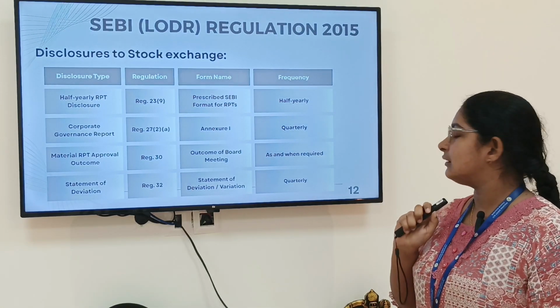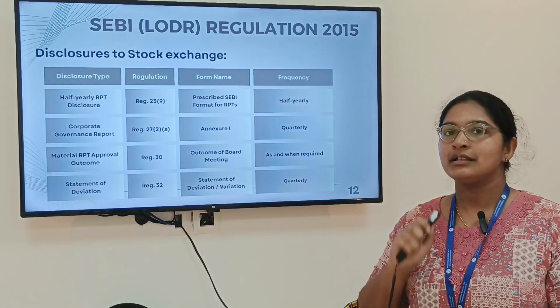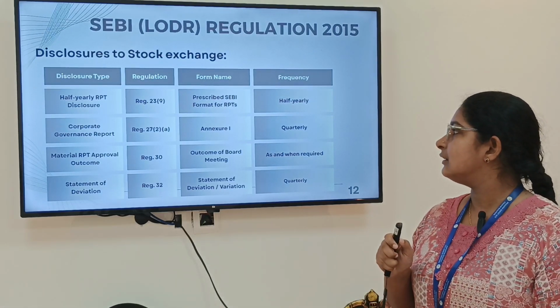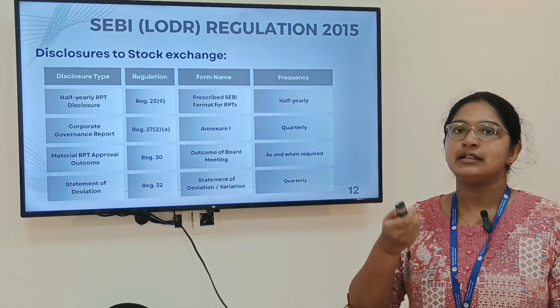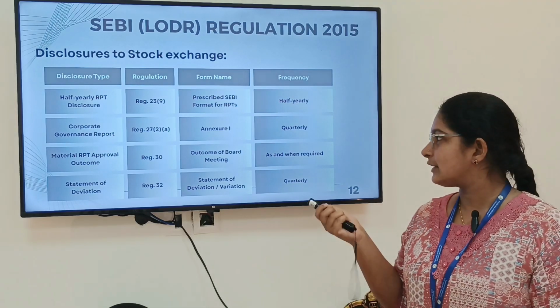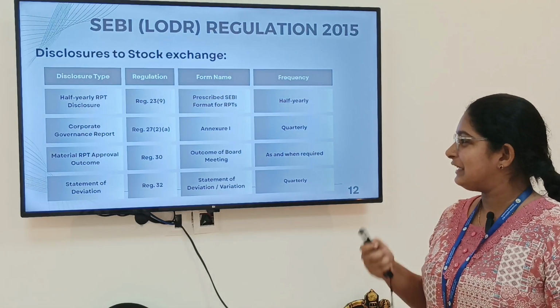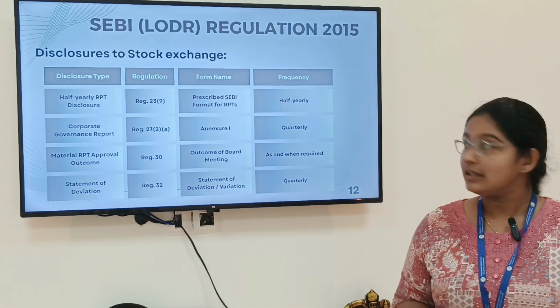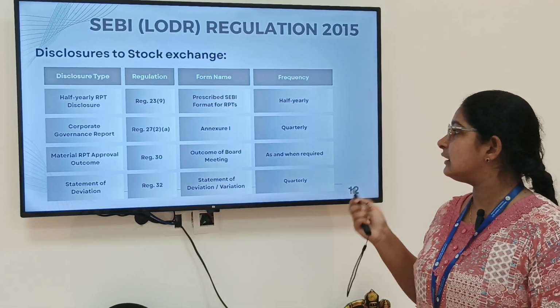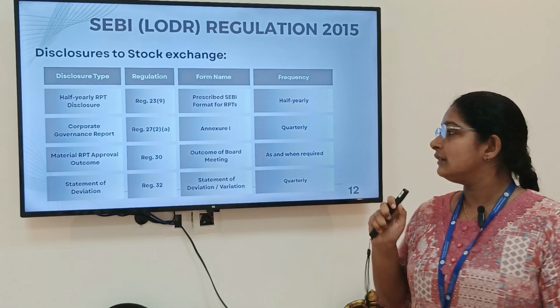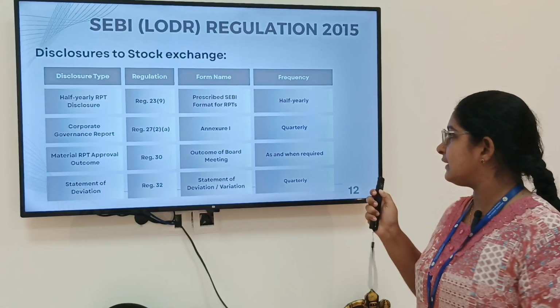This should be submitted to the stock exchange quarterly. In this, the approvals received from the audit committee should be disclosed. This is material RPT approval outcomes, in which if there are any changes in the materiality of the RPT approvals, then those things should be disclosed in this report.